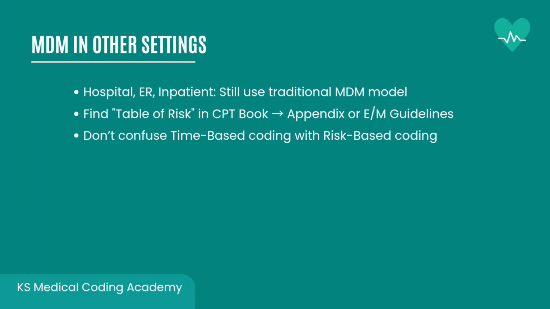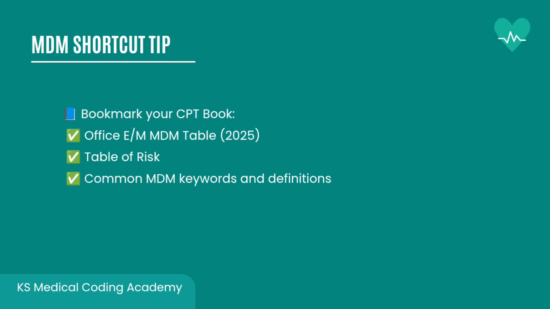Keep in mind, in hospital, emergency, or nursing facility settings, the traditional MDM framework still applies. You'll often refer to the table of risk in the CPT Book, which outlines low, moderate, and high-risk situations. Make sure to bookmark that page in your CPT Manual for quick reference during the exam. A quick pro tip: highlight or bookmark the 2025 MDM table and the table of risk in your CPT Book. Also, practice identifying keywords in scenarios like prescription drug management or acute illness with systemic symptoms to quickly assess MDM level.